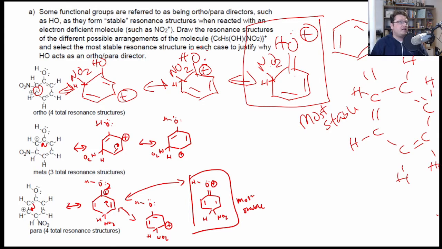And so you'll never see any kind of that reactivity. And so it's much shorter lived compared to the other two. And so that's why those groups are referred to as being ortho-para directors, is because they form stable resonance structures in those instances.